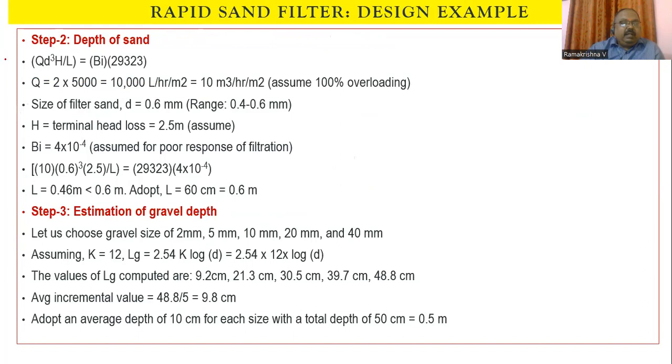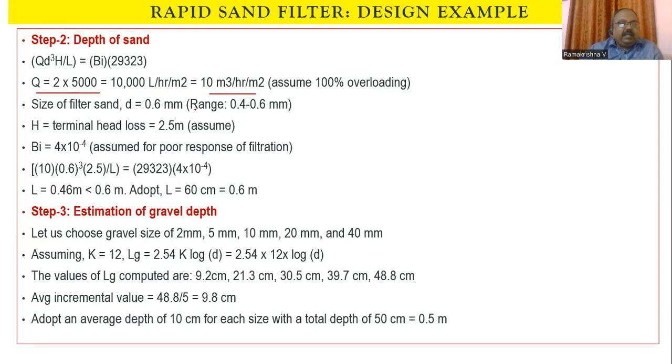The depth of the sand is given as Q D cube H divided by L is equal to BI, a breakthrough index based on the performance under clogging conditions. When clogging happens, the load will increase. So the total discharge we take as 2 times the filtration rate, 100% overloading. So 2 into 5000 gives 10,000 liters per hour per meter square. 10,000 liters means 10 meter cube per hour per meter square, because 1 meter cube is equal to 1000 liters.